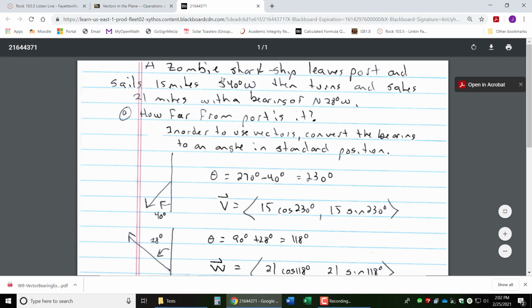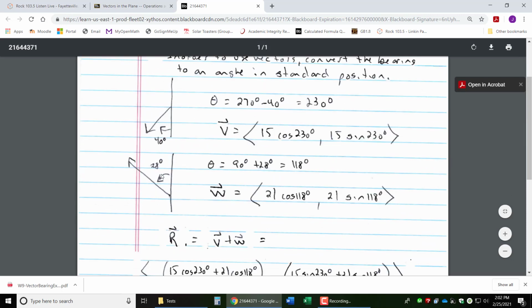So remember, this type of bearing is from the vertical. So southwest, you see right here down in quadrant 3, 40 degrees from the vertical, so 270 minus. And then our vector, I just take that magnitude, the number of miles, multiply by cosine for the x coordinate, etc. And then ditto for the 28, northwest is quadrant 2, so that's a little bit past 90, so add it to 90. There's the vector for it.